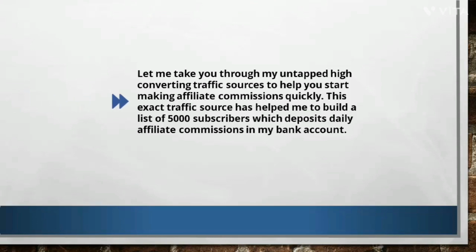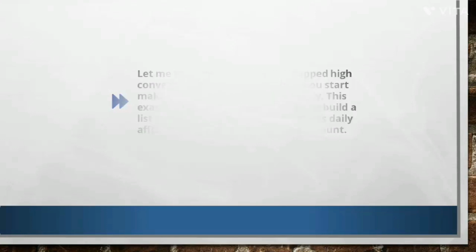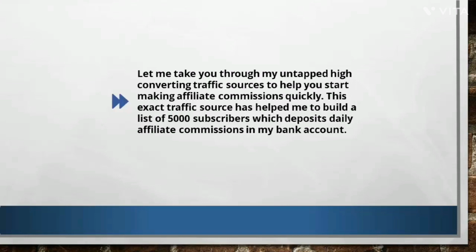Let me take you to my number one secret untapped traffic source to help you start making affiliate commissions quickly. This exact traffic has helped me build my email list from 0 to 5,000 plus, in addition to daily cash commissions. Let's go to my email over here first, and you can see that commissions are pouring in while I'm recording the videos. On the other hand, here's my Aweber account, which has 5,000 plus subscribers. And here are my daily commissions with different promotions.